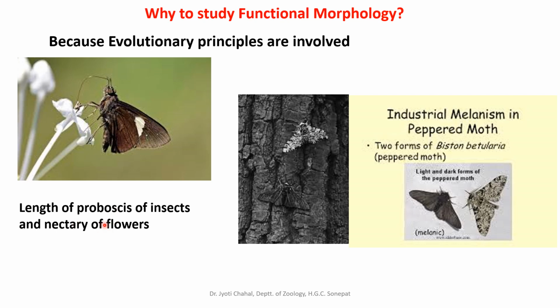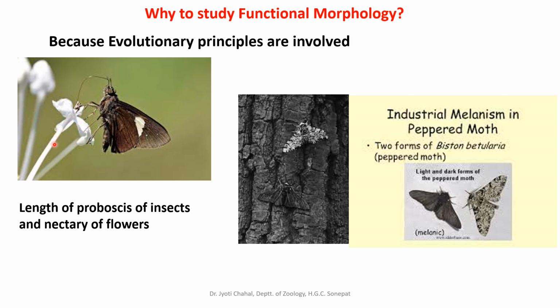Now the other example is length of proboscis in insects and nectary of flowers. Both of these have shown co-evolution. What is co-evolution? Co-evolution is a type of evolution in which two structures which complement each other grow side by side, like proboscis of insects and nectaries of flowers. So nectaries of flowers are elongated tube-like structures in which there is nectar, along with the pollen grains at the tip of the nectaries. So by sucking nectar, the pollinating insects also help in the pollination of that flower and are responsible for the population and survival of that particular flower species.